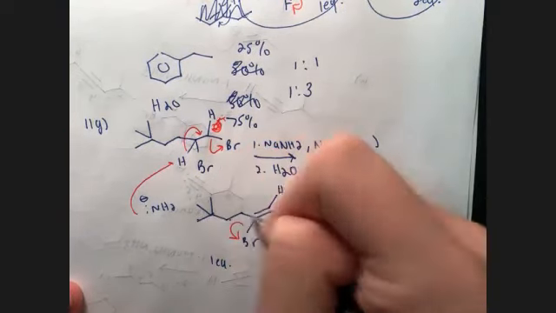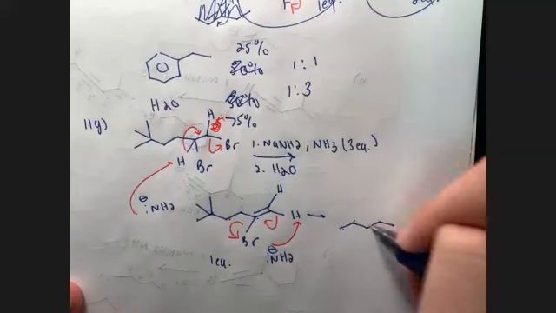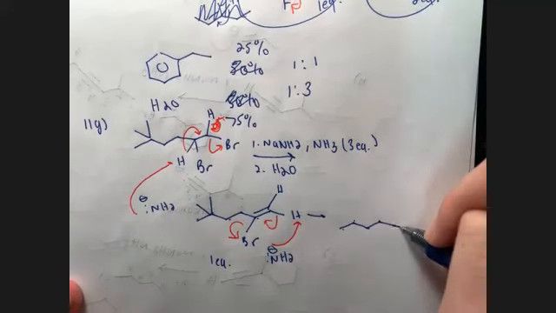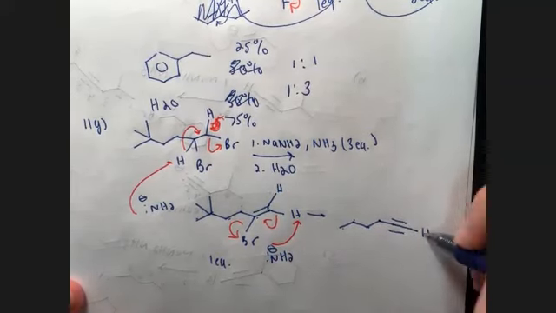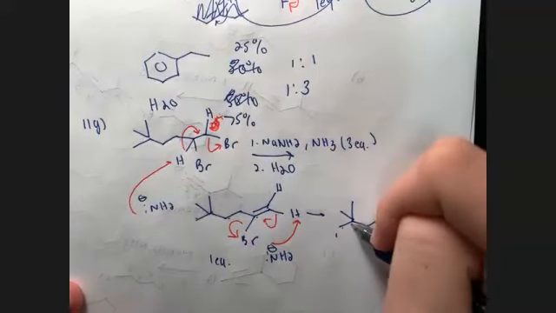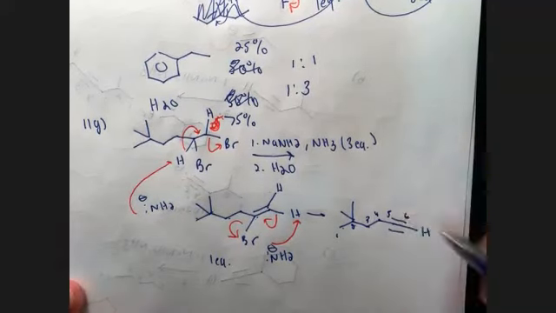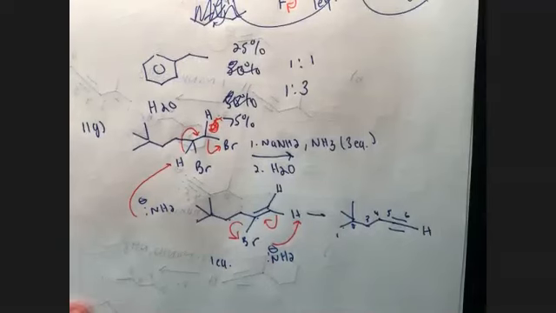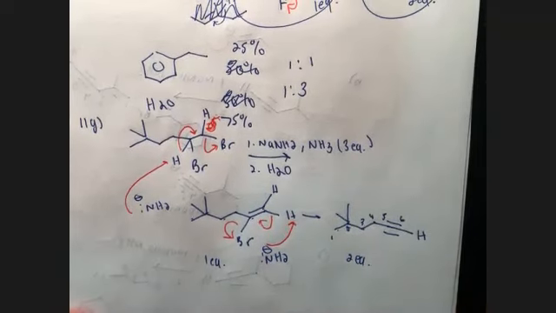1, 2, 3, 4, 5, 6. So 1, 2, 3, 4, 5, 6. Okay, so let me just number that. 1, 2, 3, 4. I always number. You see, I'm just always trying to be cautious. So this is the product after the second equivalent. But we have a third one.